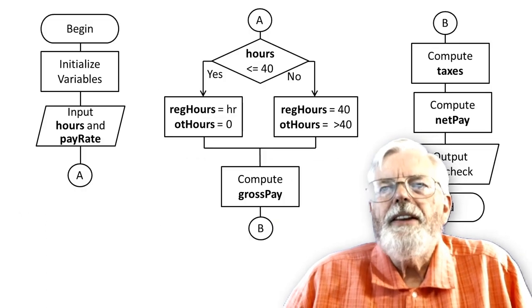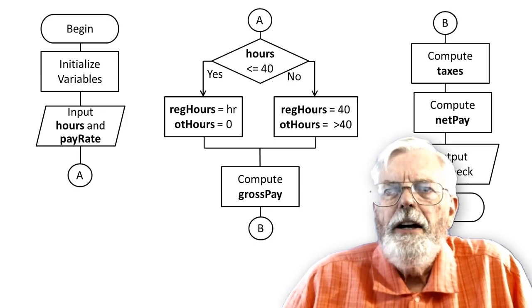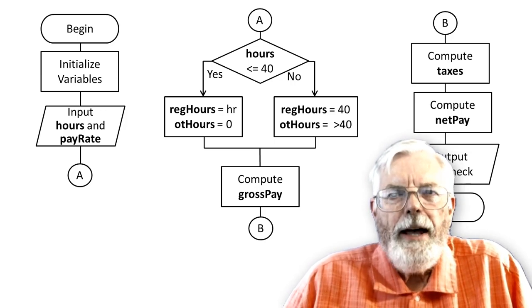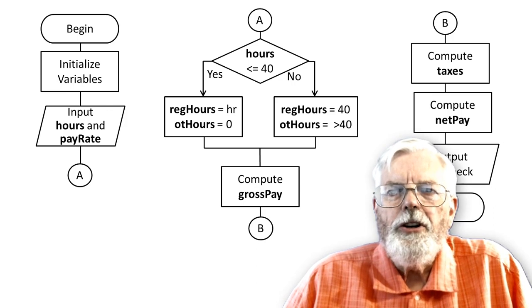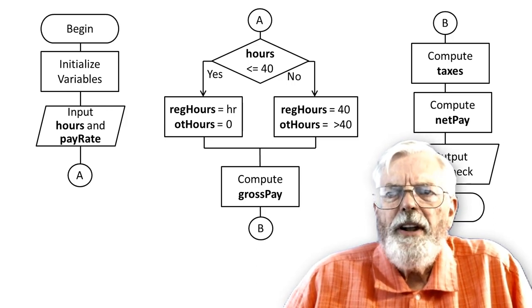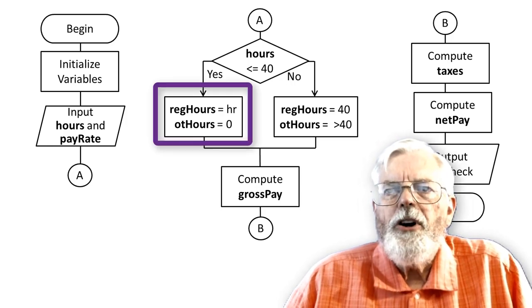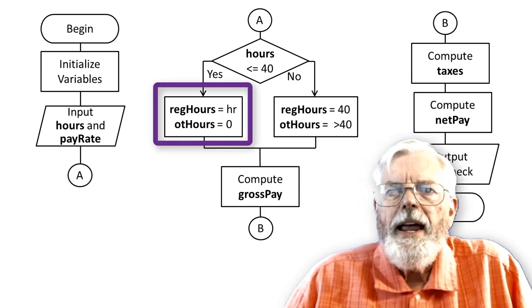In this slide, I've expanded the flowchart to show more detail in computing the paycheck. The center column uses a diamond to represent a decision. The program needs to look at all the hours worked to see if they are less than or equal to 40. In this case, regular hours are set to the number of hours worked, and the overtime hours are set to 0.